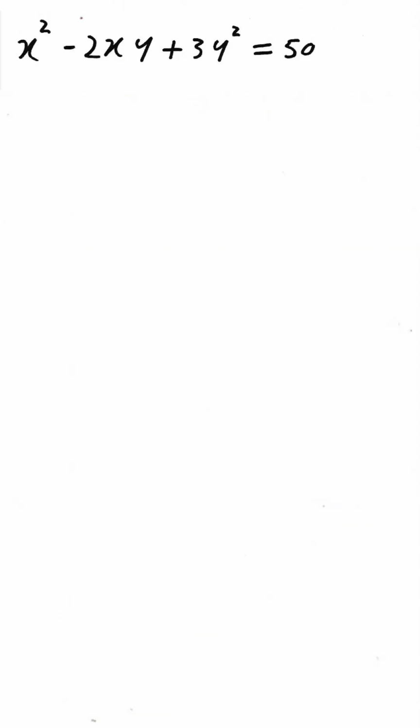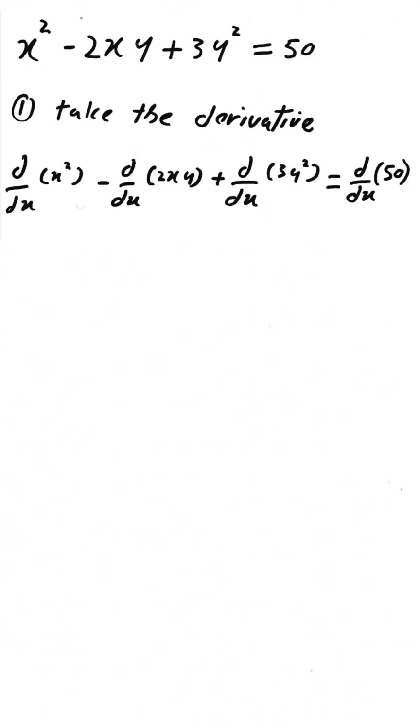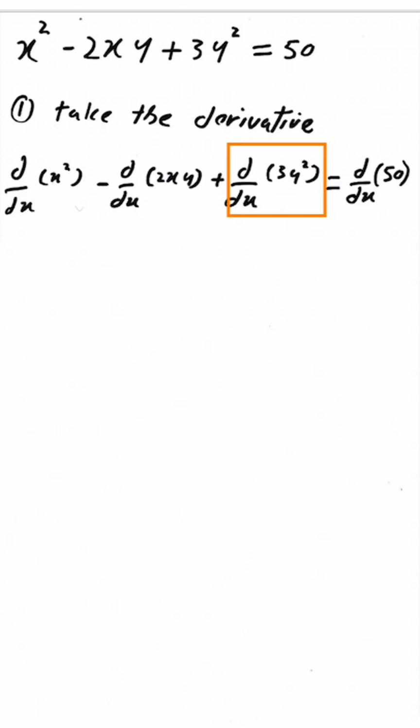Now, let's go back to the question. We have x squared minus 2xy plus 3y squared equals 50. Let's take the derivative. This is a big equation, so let's deal with each bit individually. First, let's deal with the 3y squared term. For this, we'll have to use the chain rule we just discussed.